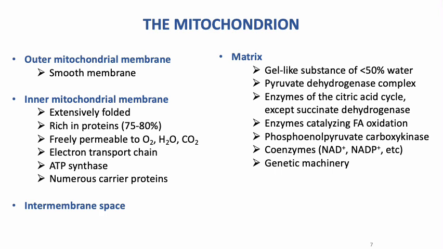The matrix is a gel-like substance of about 50% water. It has a lot of enzymes, like pyruvate dehydrogenase complex, the enzymes of the citric acid cycle, with the exception of succinate dehydrogenase complex, which is located in the inner membrane of the mitochondrion, as we learned earlier. The enzymes for oxidation of fatty acids, phosphoenolpyruvate carboxykinase, an important enzyme in gluconeogenesis. I'll come to discuss that later. Many coenzymes like NAD+, NADP+, as well as DNA, ribosomes, and the machinery for protein synthesis.